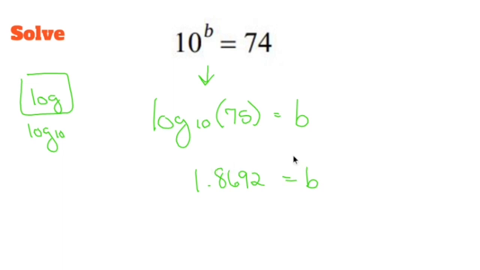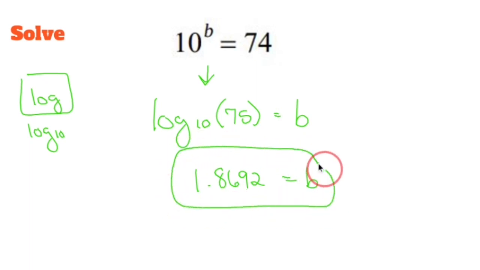Now, why such an ugly number? Well, first off, 10 to the first power is 10. 10 to the second power is 100. So my number is going to be something close to 2, but not quite 2. And it's going to be a terrible mess because I don't know what 10 to the what power is 75. So it's going to be something kind of close to 2. And in this case, it's that guy right there. All right, so that's how you use logs to solve an exponential function.